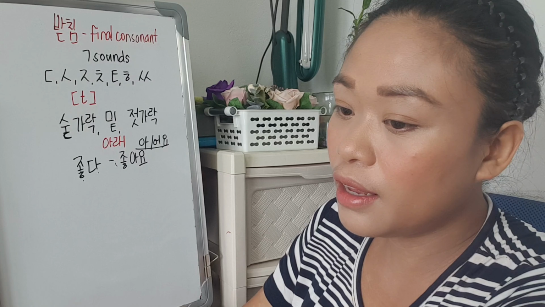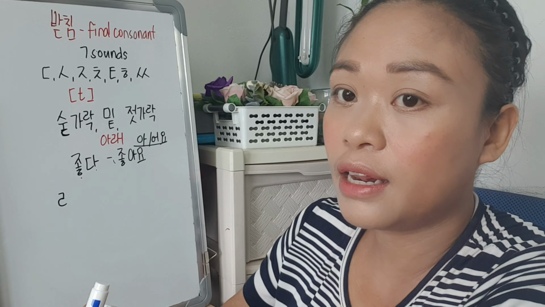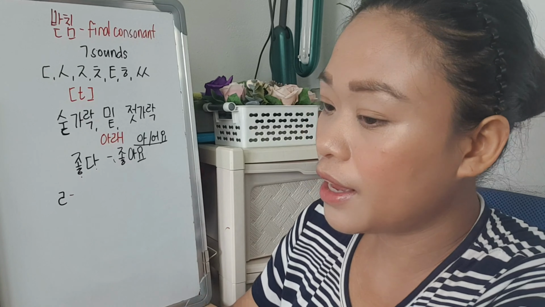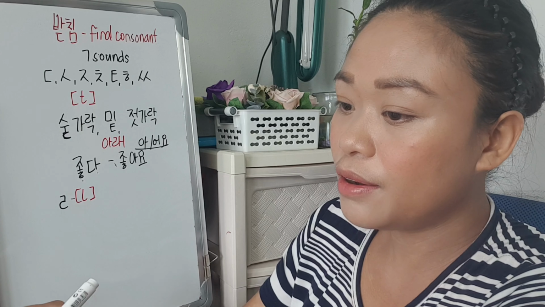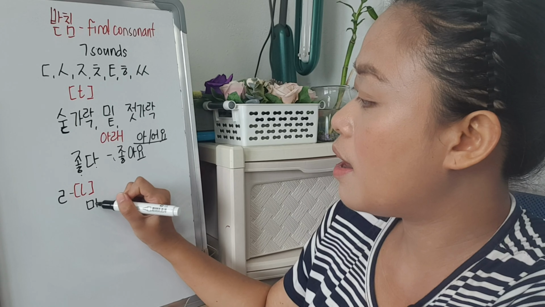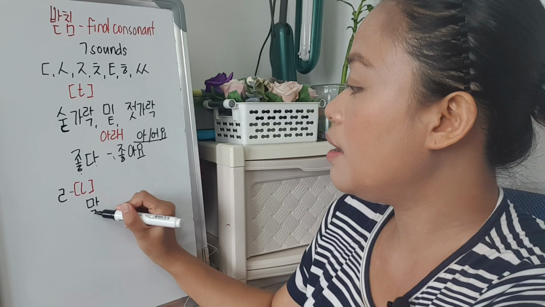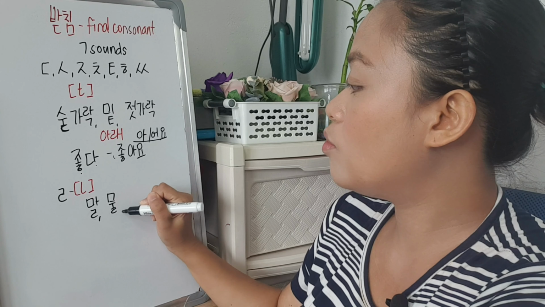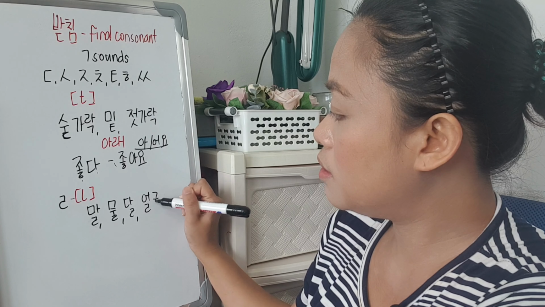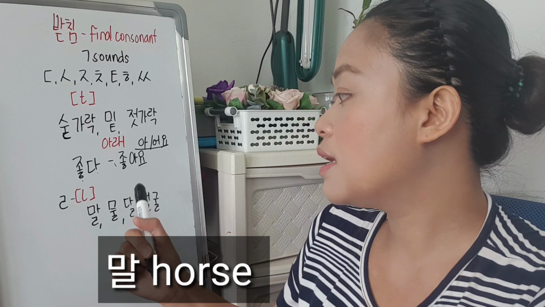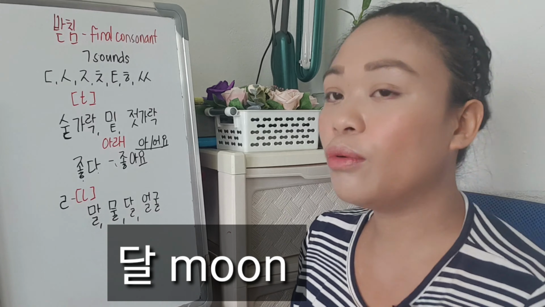Another one that we have is real. It represents the sound L. With real, we have mal, mul, thal, ulgul. Mal is horse, mul is water, thal is moon, and ulgul is your face.